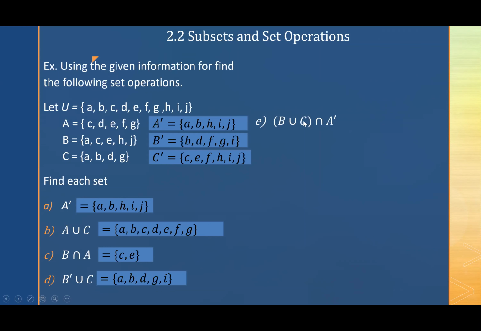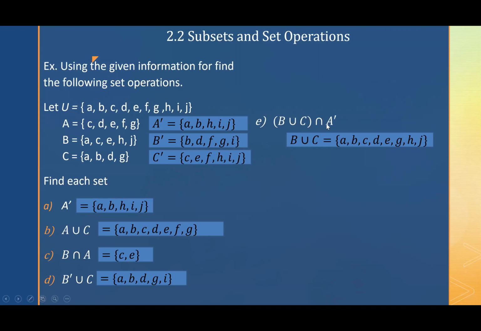So what is the union? Reminder, the union is we take whatever is in B and unite it with whatever is in C. So whatever is in B, I just combine that with C, which is A, B, C, D, E, G, H, J, right? That's my B union C.